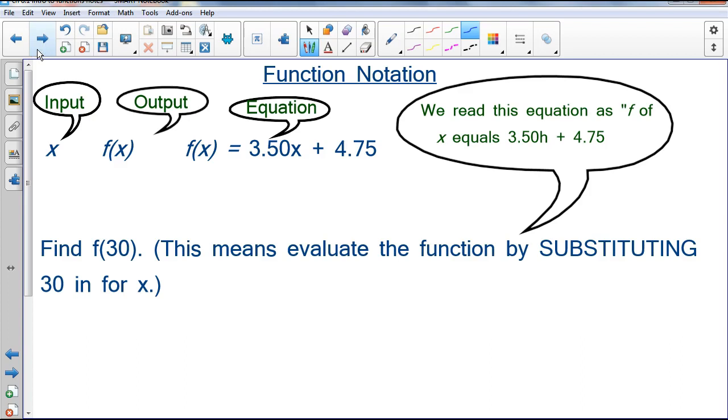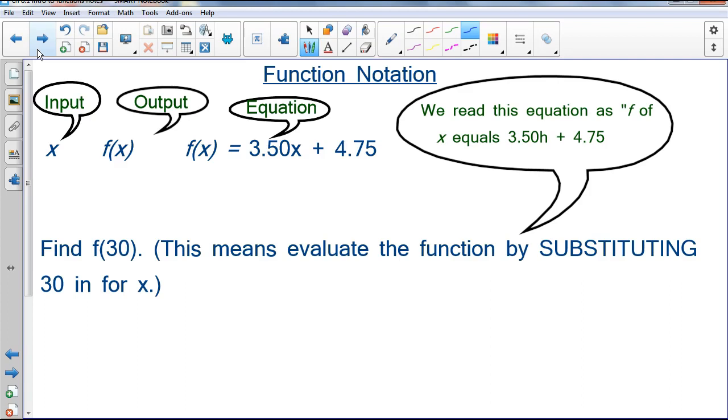So if we take a look, this kind of lays out how this function is represented. Your input is your x, your independent variable is always your input, which is always your x coordinate. Your output is your y, it's telling you the result. What happens when x is this? What's the new result? Your equation is your standard equation with x and y in it, but instead of y, we now have f of x. So we read this equation as f of x equals $3.50h plus 4.75.